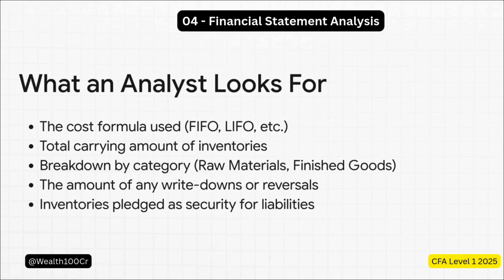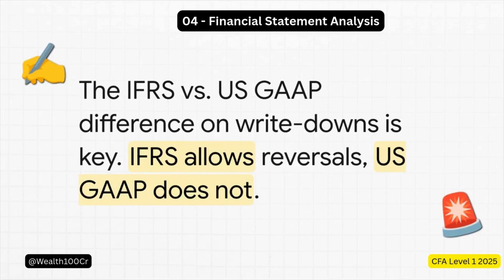We'll see the cost method they use, the total value broken down by category, and, most critically, the amount of any write-downs for obsolescence. This gives us powerful clues about how effective management is and what future risks might be lurking. Let me say this one more time because it's a classic exam trap. If you see a question about inventory value recovering after a write-down, the very first thing you do is check IFRS or US GAAP. That single detail will give you the correct answer.